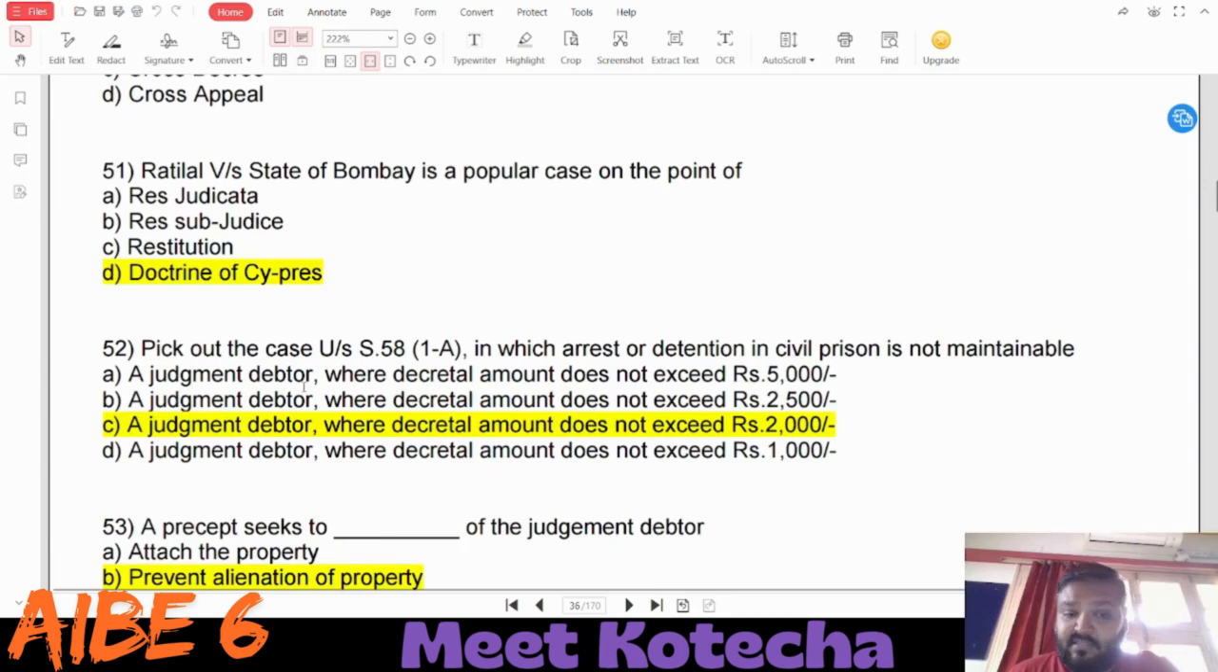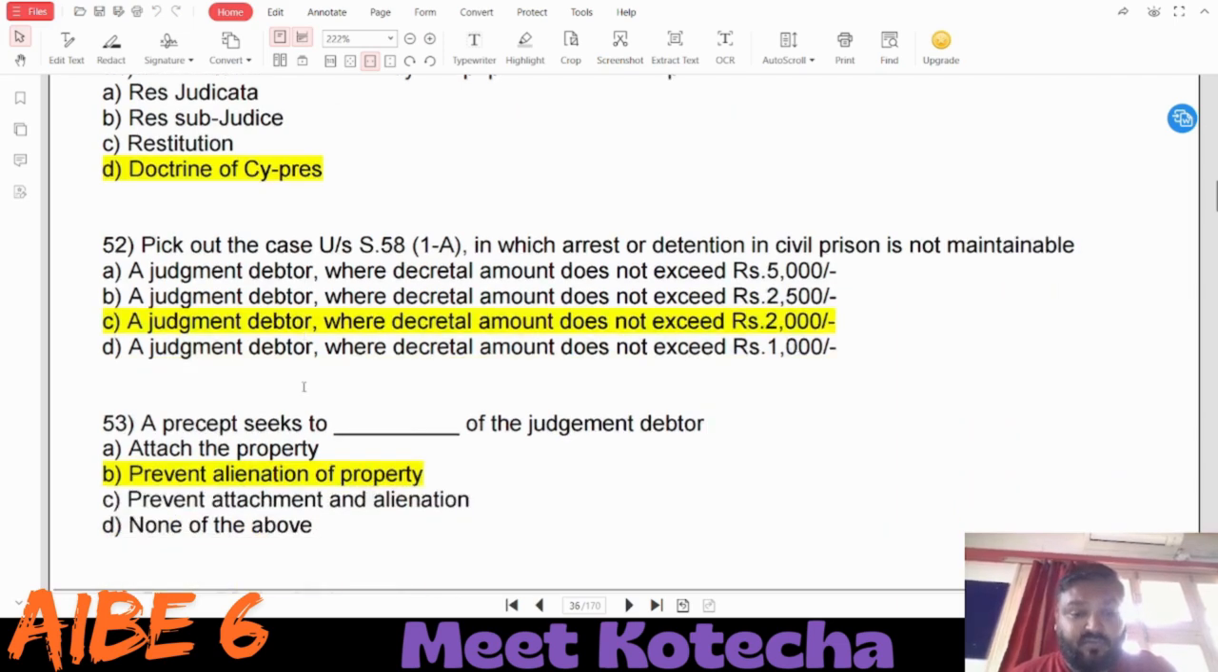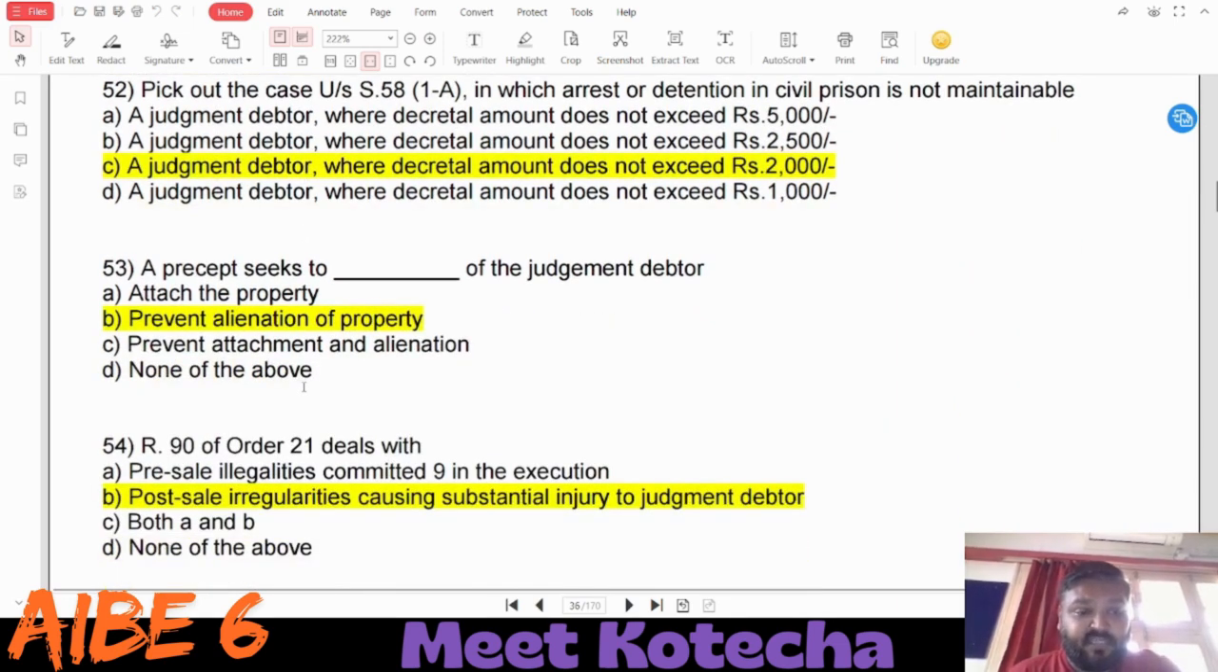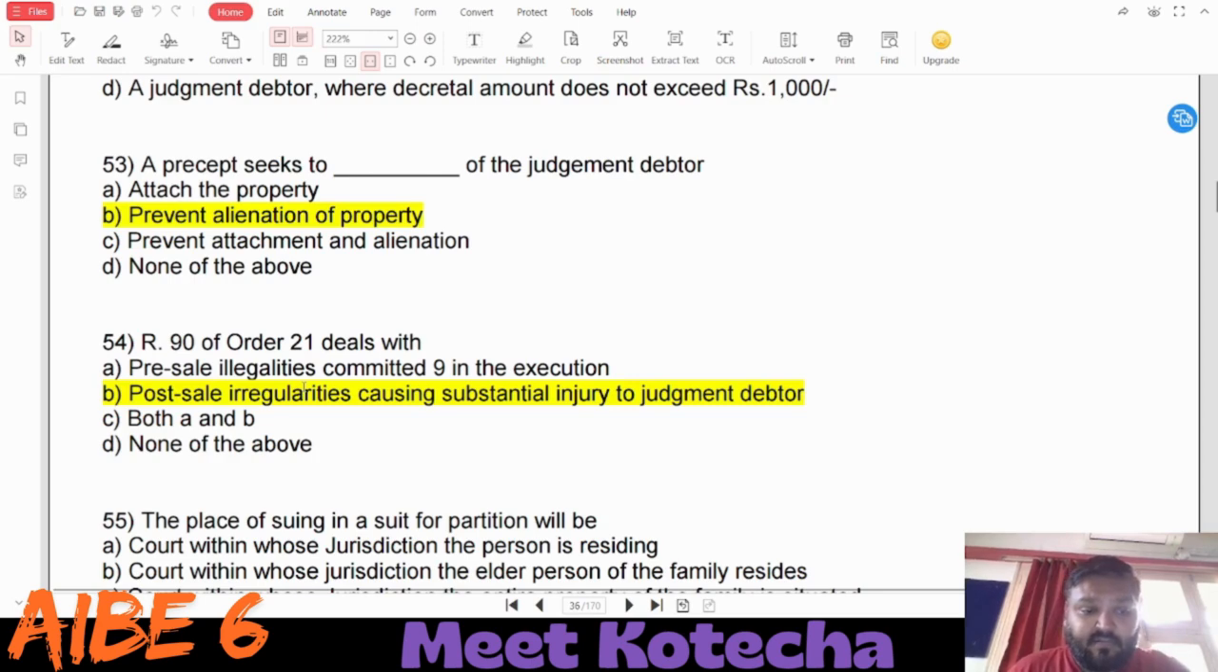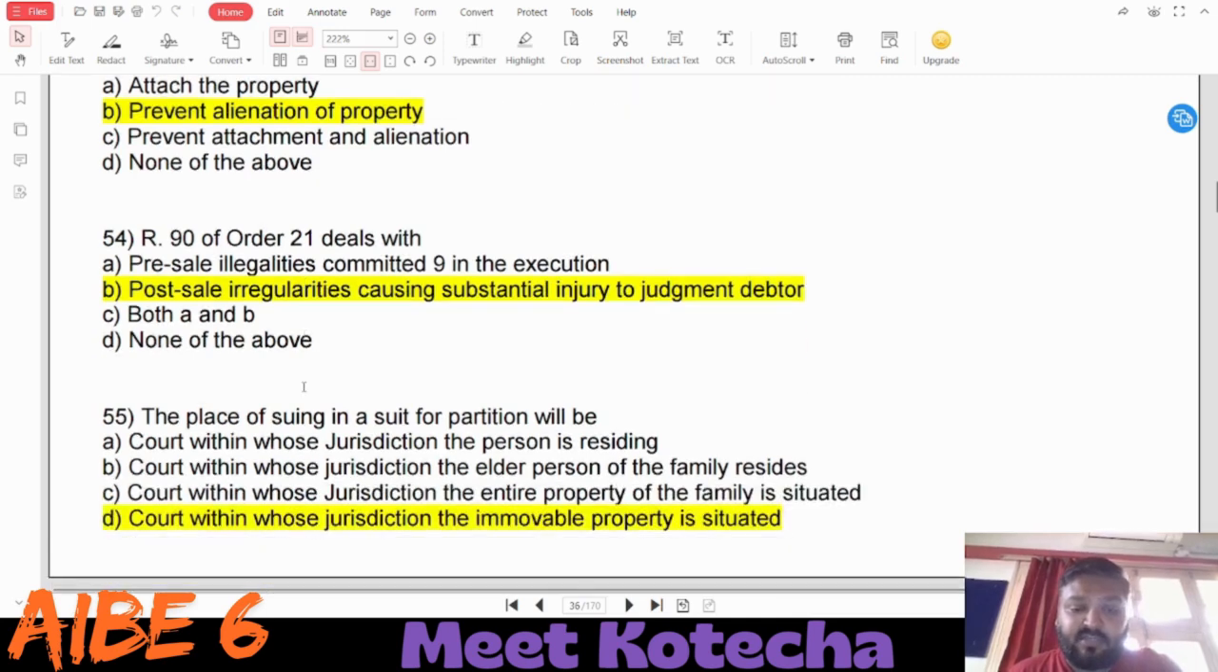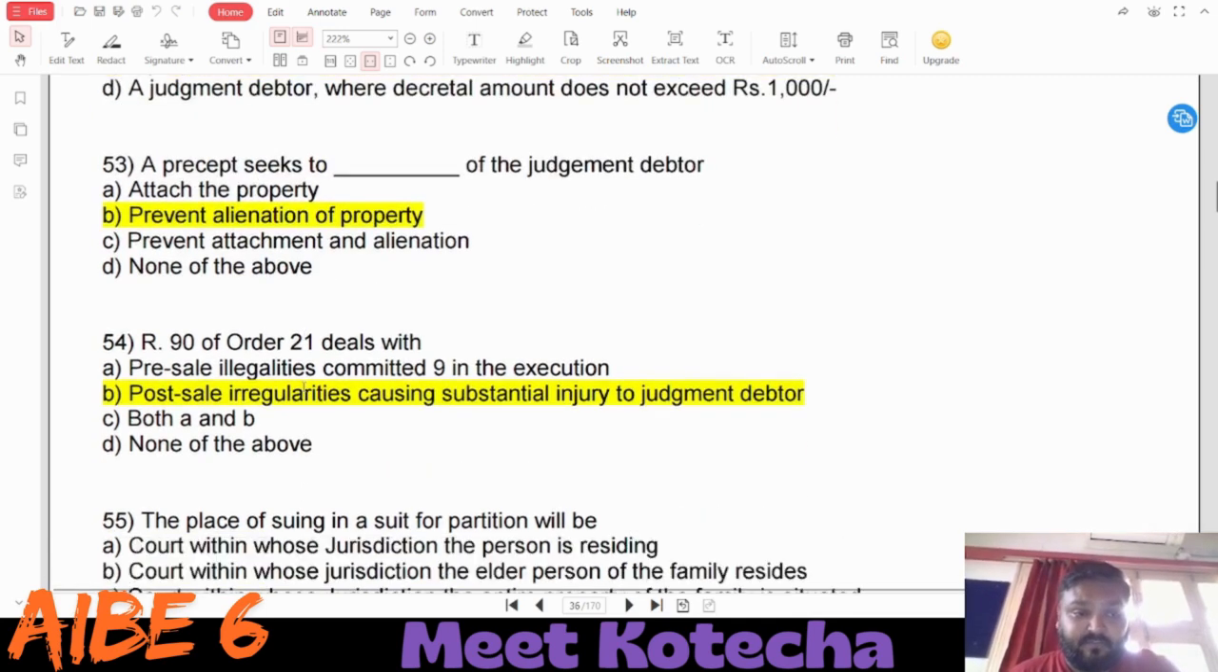Pick out the case under Section 58, subsection 1A, in which arrest and detention in civil prison is not maintainable. Where the decretal amount does not exceed 2,000 rupees. Attachment before judgment seeks to prevent alienation of property of the judgment debtor. Rule 90 of Order 21 deals with post-sale irregularities causing substantial injury to the judgment debtor.